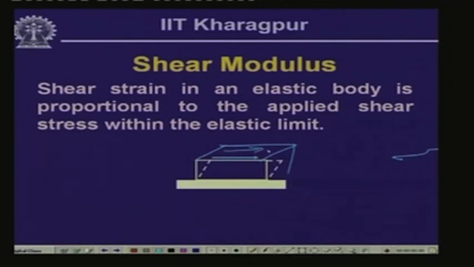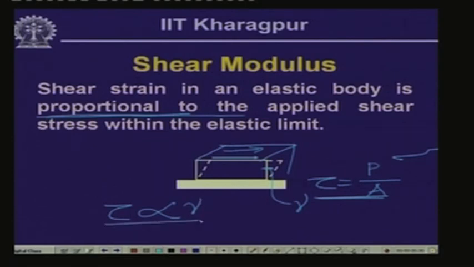a surface force, and thereby the shear stress tau is equal to the applied load divided by the cross-sectional area. Within the limit of proportionality, the shear stress is proportional to the shearing strain, which we have designated as gamma. So, tau is proportional to gamma, and removing this proportionality sign, we say tau is equal to G times gamma, where G is termed the shear modulus.